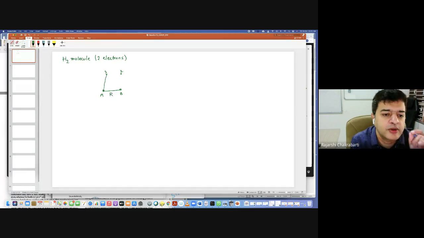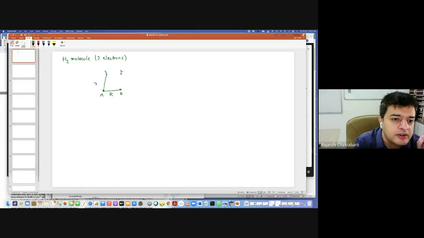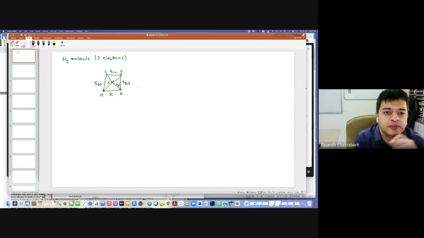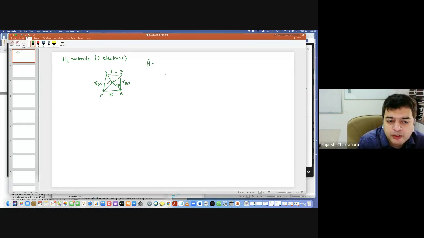The distance between nucleus A and electron 1 is called small r A1. This is small r B2. What's the distance between these two? It is r12. Obviously, you also have this distance, r A2, and this is r B1. So if I write down the Hamiltonian operator in atomic units, can anyone tell me how it is going to be?